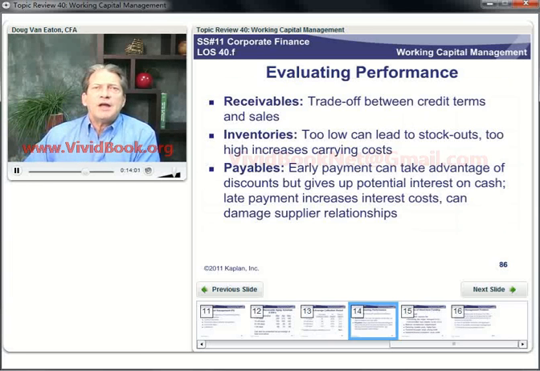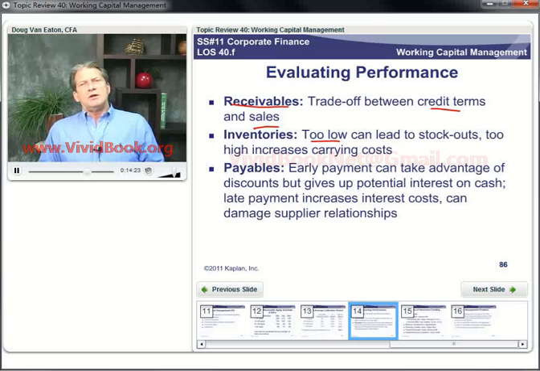So in terms of evaluating performance, our receivables, we've got a trade-off between credit terms and sales. The more liberal our credit terms, the more people buy from us. If we don't collect at all, I think everybody'd buy from us. Inventories are also a trade-off. If we have too little inventory, it can lead to stockouts. We can't meet customer orders, they go somewhere else. If we have too high an inventory, well, inventory has costs, right?